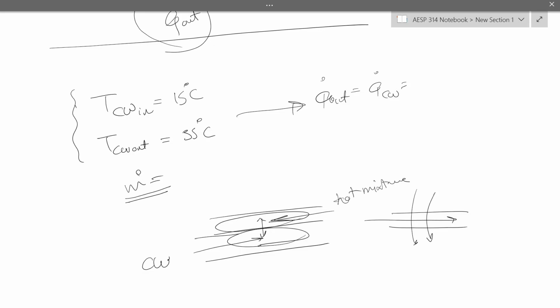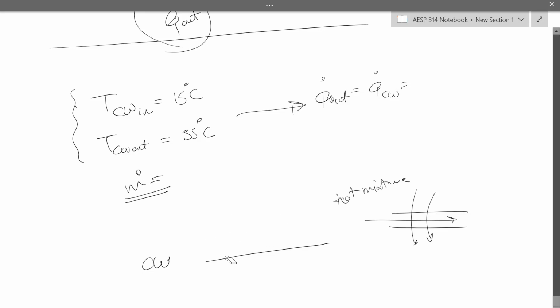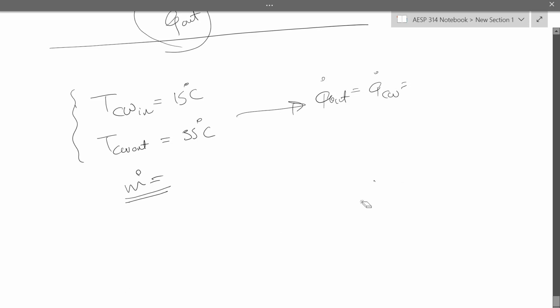What did you want to say, Nicholas? Can it be two of the same fluid? Yeah, that doesn't matter. They shouldn't mix. That's the only thing. It is not going to be a heat exchanger if the two fluids mix. We are not going to call it a heat exchanger.